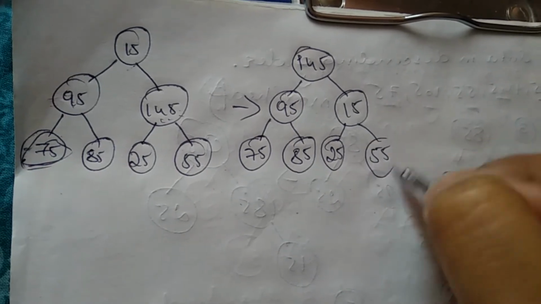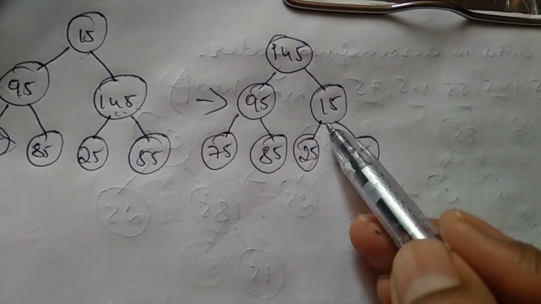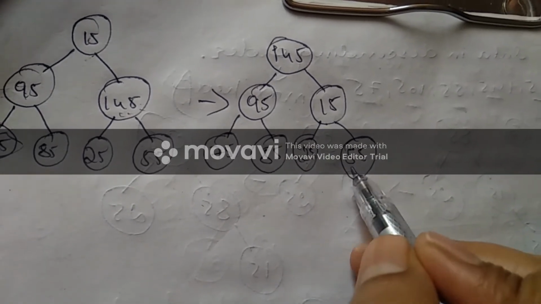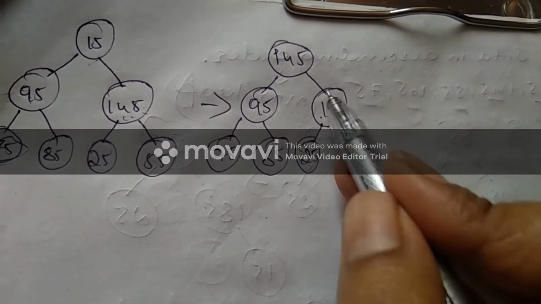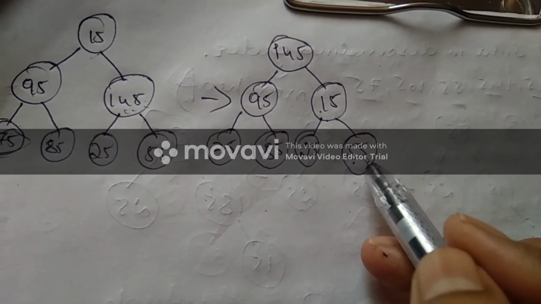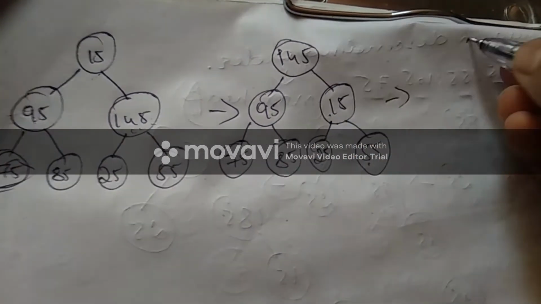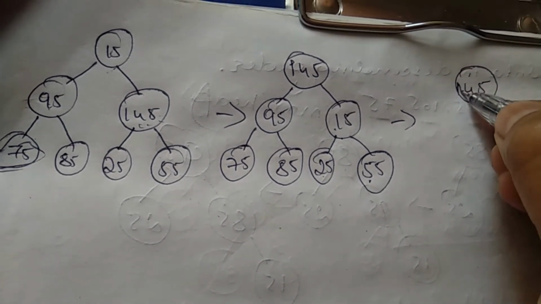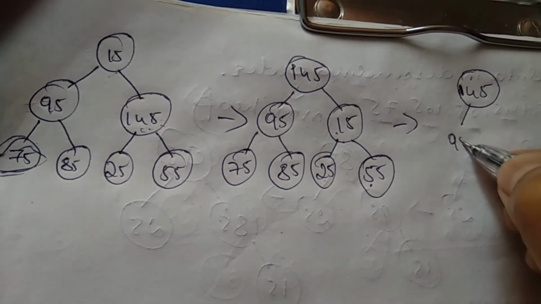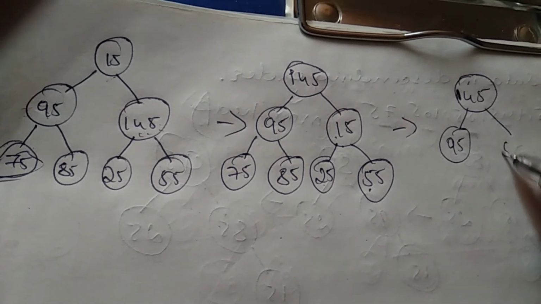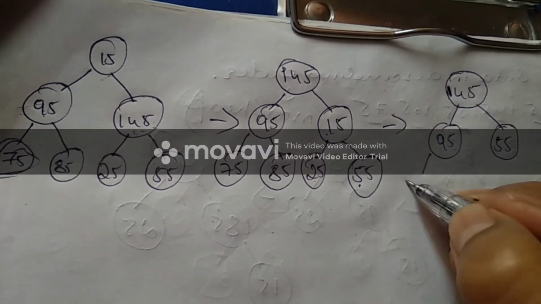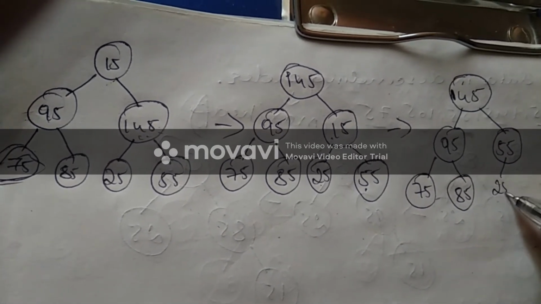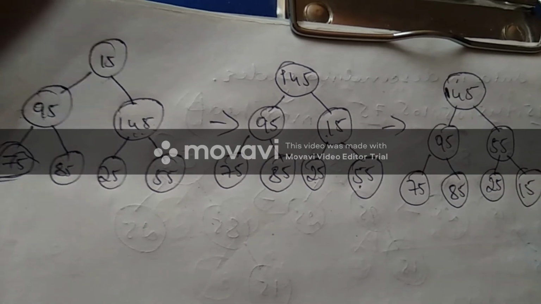25, 55. Again you check. This is the parent, but 25 and 55 are the children. Here among 25 and 55, 55 is greater but 15 is less. We are constructing a max heap here. So again swap 55 and 15. What I'll get? This is 145, 95, then in place of 15 you will get 55, 75, 85, 25 and 15.